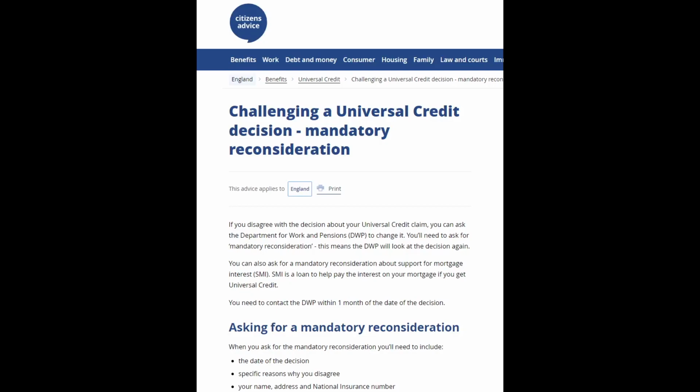Challenging a decision, mandatory reconsideration. If you disagree with the decision about your UC claim, you can ask them to do a mandatory reconsideration. That means that they will look at the decision again. You can also ask for it for Support for Mortgage Interest, SMI. That's a loan to help you pay the interest on your mortgage if you get UC.